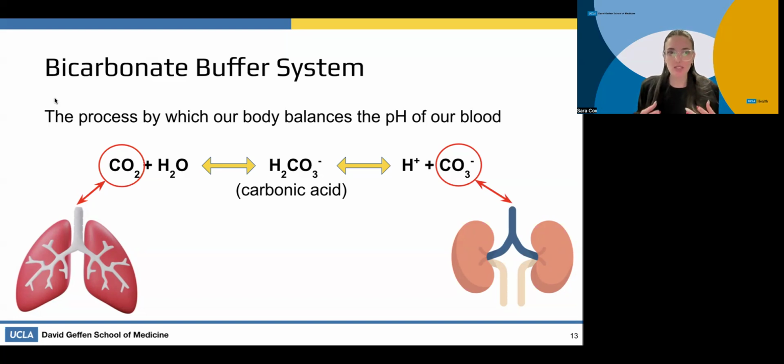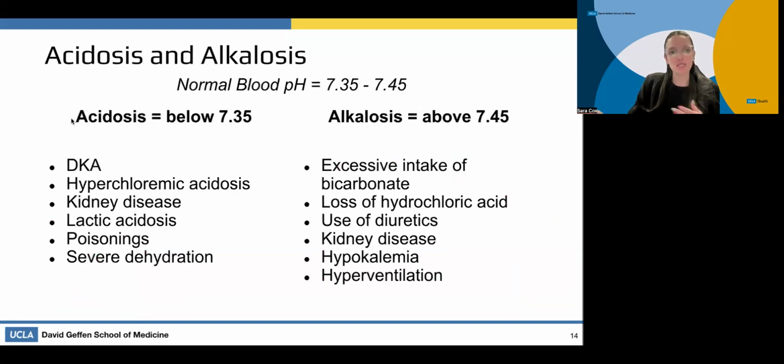What happens when this bicarbonate buffer system gets disturbed or gets overwhelmed? Well, that's when the blood becomes too acidic or too basic. When the blood becomes too acidic, it's called acidosis. When the blood becomes too basic, it's called alkalosis. Now, normal blood pH sits in a very tight range between 7.35 and 7.45. Anything below 7.35 would be considered acidosis.